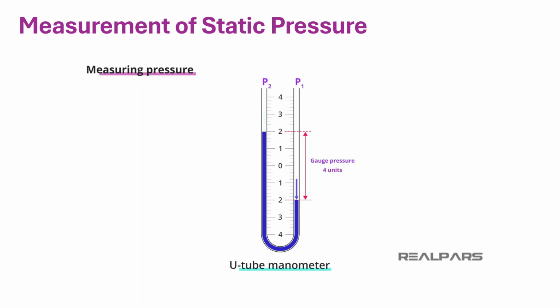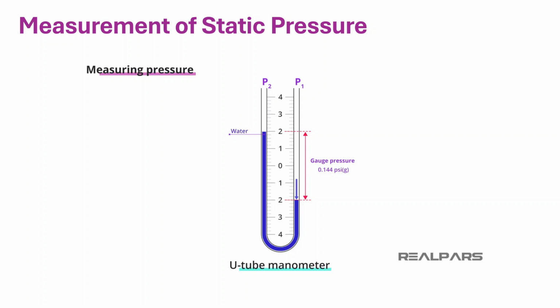Let's assume our U-tube manometer is filled with water. That means that our pressure differential is 4 inches of water column. From our previous videos, you know that inches of water column is a unit of pressure measurement. Using conversion charts, we could easily convert 4 inches of water column to 0.144 psi gauge pressure.